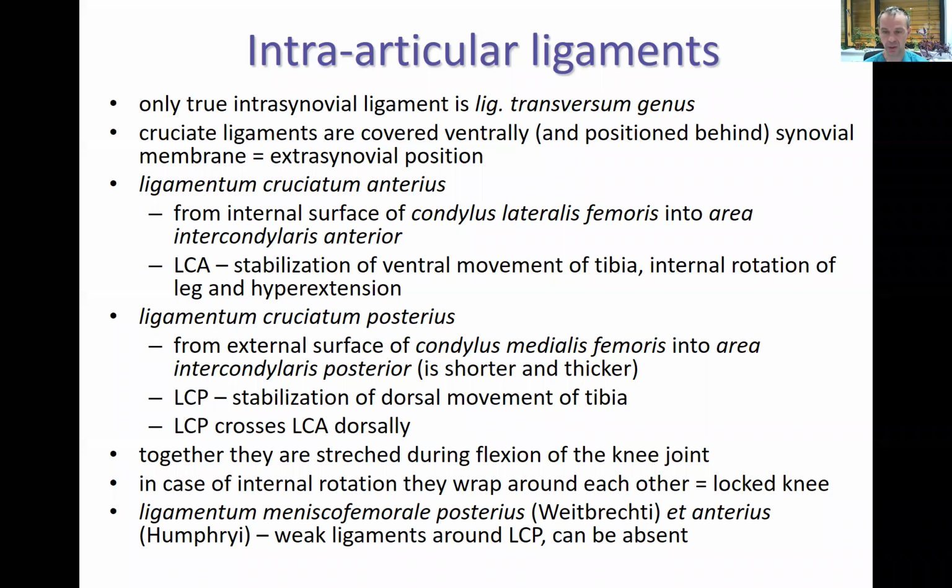So these two ligaments are important in that they are stretched during flexion of the knee joint, and during internal rotation they wind around, they wrap around each other, and they stabilize the knee, and this position is then called the locked knee.